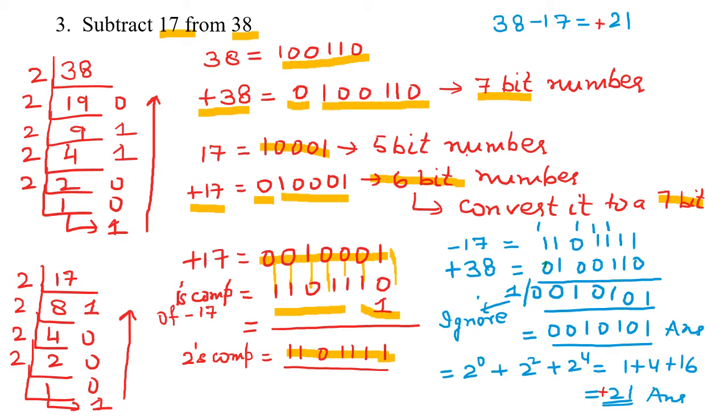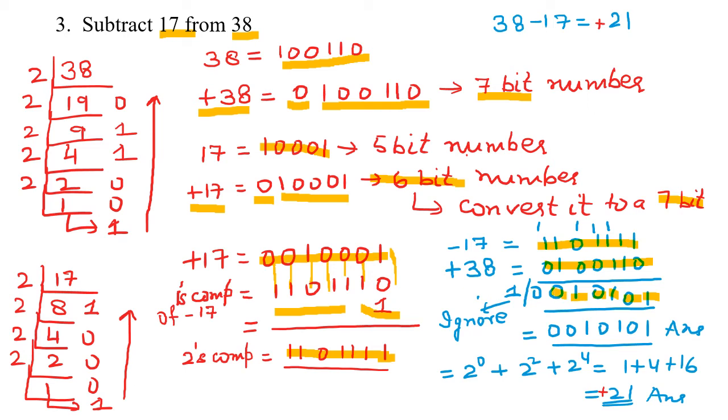This is plus 38, 100110, and this is minus 17. Add the two numbers. 1 plus 0 is 1 with no carry. 1 plus 1 is 0 with carry 1. 3 ones are equivalent to 1 with carry 1. 1 plus 1 is 0 with carry 1. 1 plus 0 is equivalent to 1. 1 plus 1 is 0.